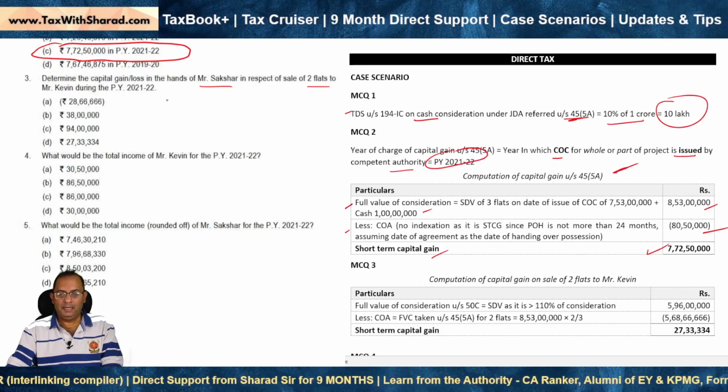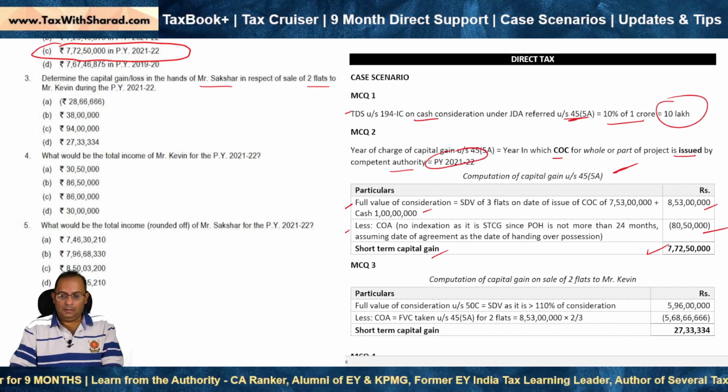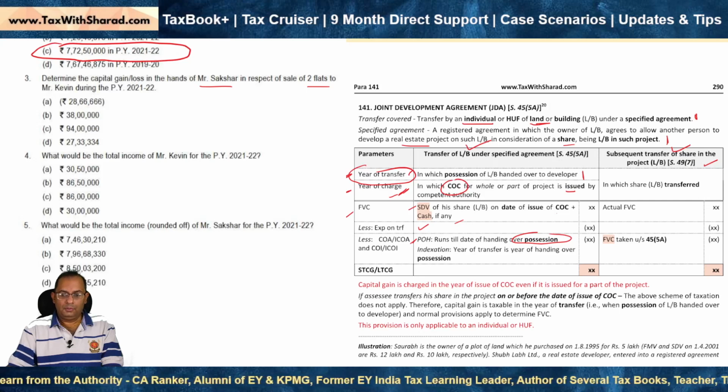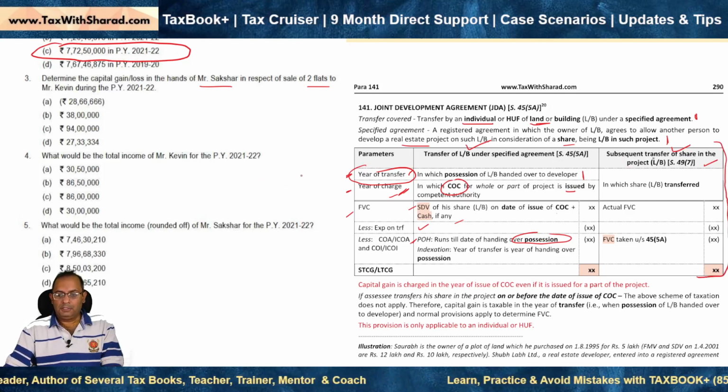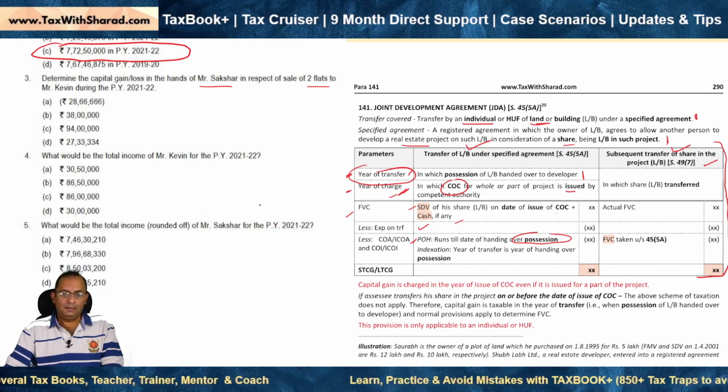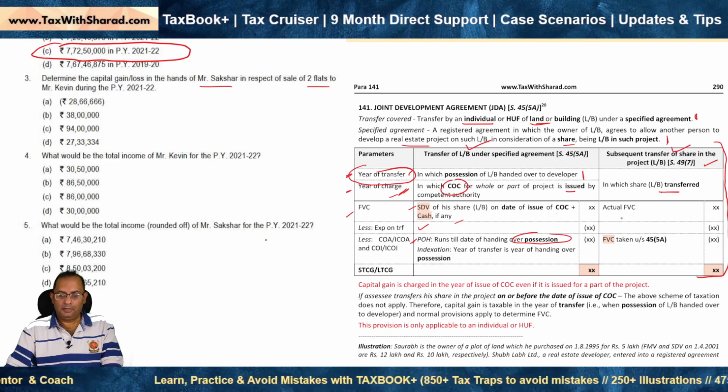So out of the 3 flats, as we know, Mr. Sakshar sold 2 flats to Mr. Kevin. Now moving again to section 45(5)(a) as given in the TaxBook Plus, we see this particular portion. When Mr. Sakshar subsequently sells, the year of transfer as well as the year of charge remains the same, and this is the year of transfer. Actual full value of consideration is taken, and the cost of acquisition.